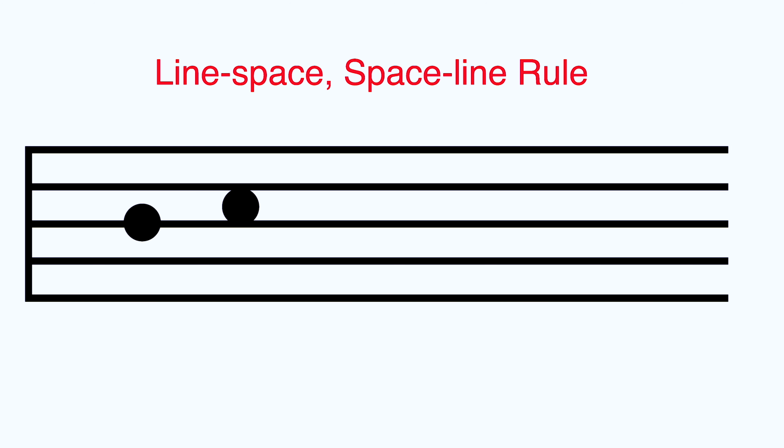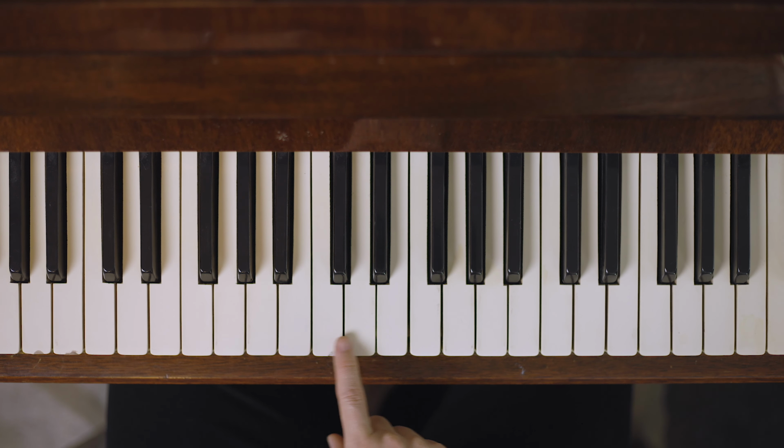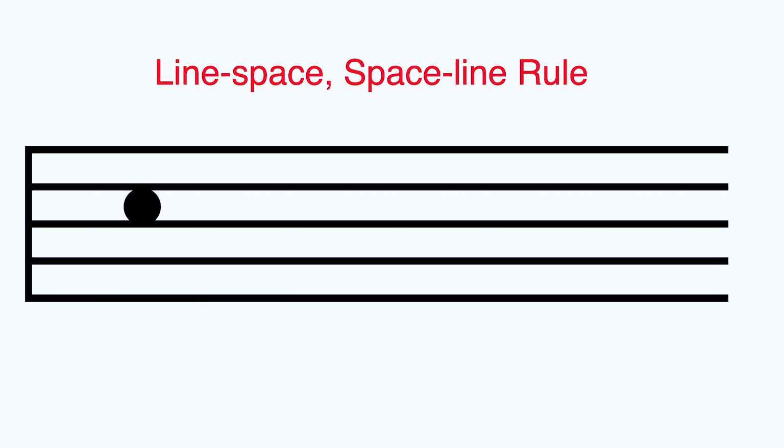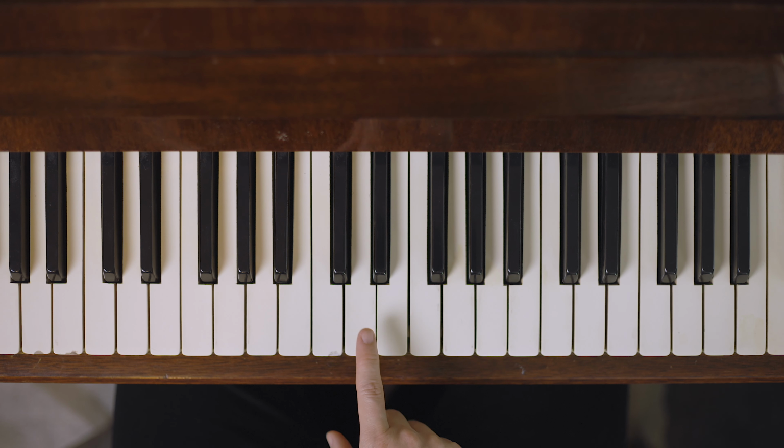If I go from a line note to the very next space note, this means these are neighbor notes and they're right next to each other. Same thing if I go from a space note to a line note. And as long as I stay with this line space pattern, I'm simply going from one key right to the very next on the keyboard.